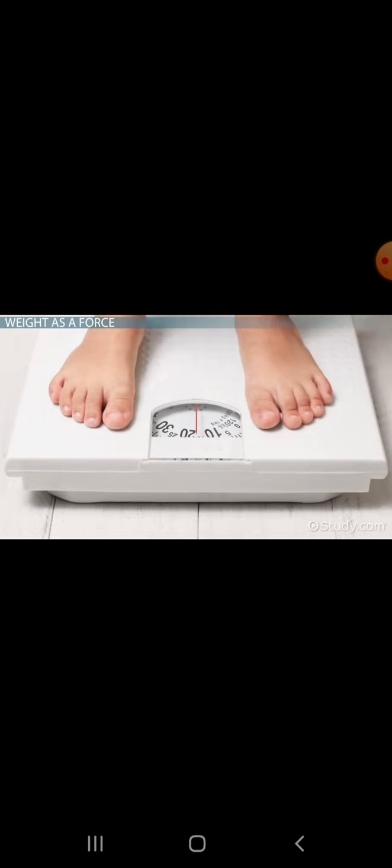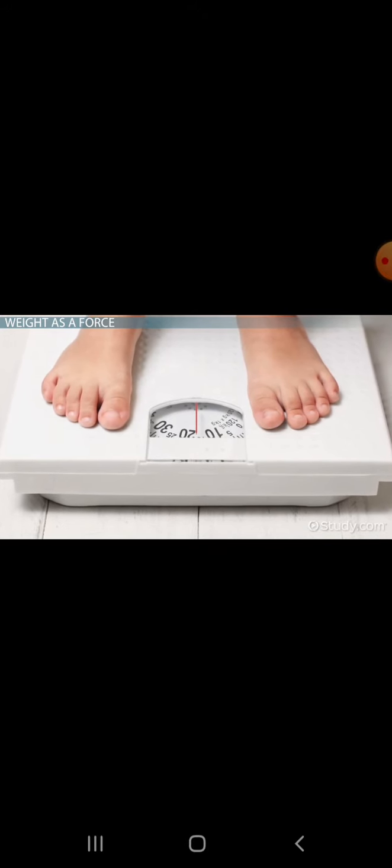Let's imagine that you're standing on a scale to find out your weight. As you stand on the scale, it's actually measuring the relationship between you and a particular force. Can you guess which force that is? If you said gravity, you are correct. Weight is actually a measure of the amount of force that you exert on the scale. This force is due to the pull of gravity.